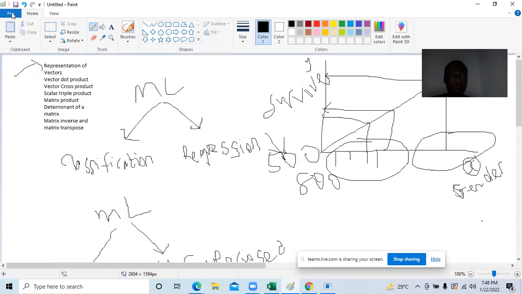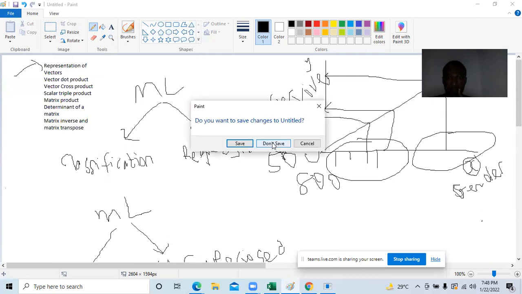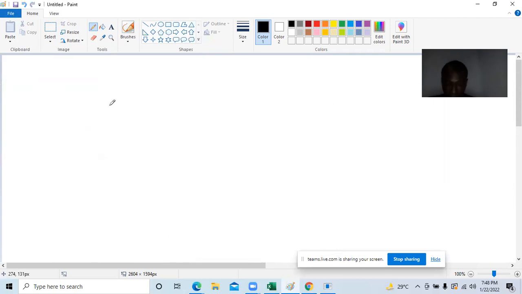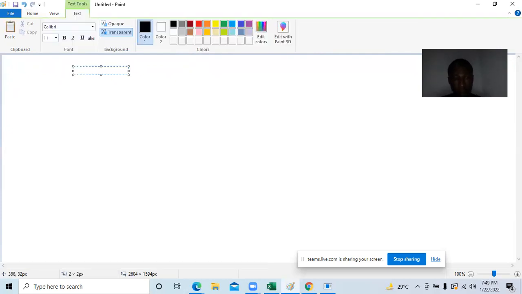Let me just go into a new slide, right? So today, number one topic is representation of vectors. So I have 2 hours. So after 1 hour, this class is going to end. So I'll just send a new link to the group, and then we'll continue from where we stopped. So representation of vectors, just so that you have a 3D representation of vectors in your head.